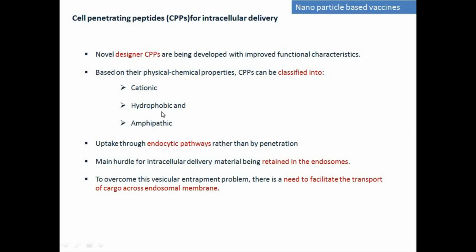When the cargo is attached to these specific peptides, rather than direct penetration, specific endocytic pathways have been found to be followed. In that case, most of the cargo as well as the peptide tends to be retained within the endosomal vesicles. If it is retained in the endosomal vesicles, then due to the change in pH, there is normally going to be degradation of your cargo as well as the peptides within the vesicular components. When it degrades, the cargo cannot serve its purpose. In order to overcome that, we need to facilitate the transportation of your cargo as well as your cell penetrating peptides across the endosomal membrane.